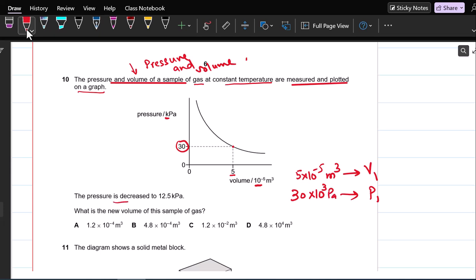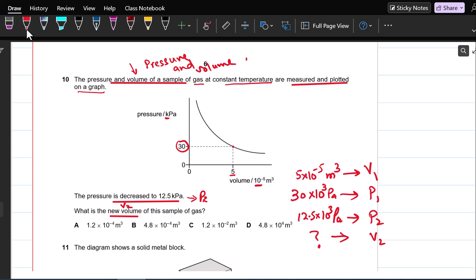The pressure is decreased to this. Now the pressure is decreased. I name it, this is a new pressure. You can say P2. P2 is how much? 12.5 times 10 power 3 pascals. What is the new volume? I name it as V2. The new volume we have to find. This is a question mark for us.